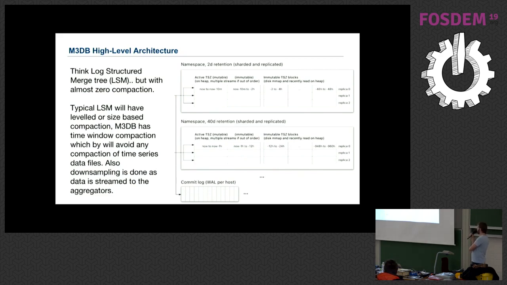But we really try hard to make sure that the disk is not constantly rewriting itself, the CPU is not being spent on compactions, and memory is not ballooned in an unsteady state with compactions. And we also do all downsampling up front as asserted in the aggregators. So we're not pulling a whole bunch of raw data and downsampling it after we've already stored it.